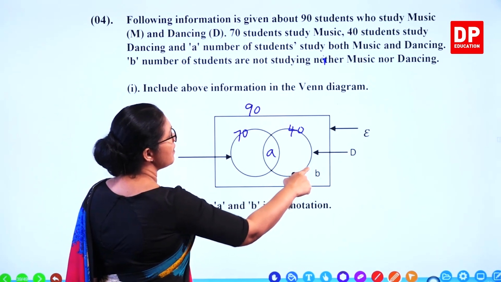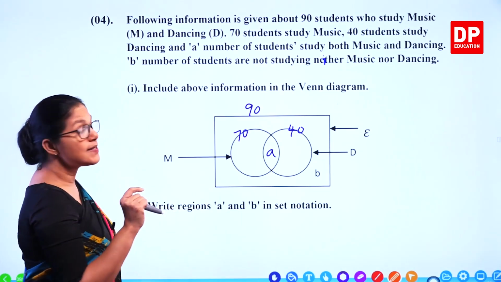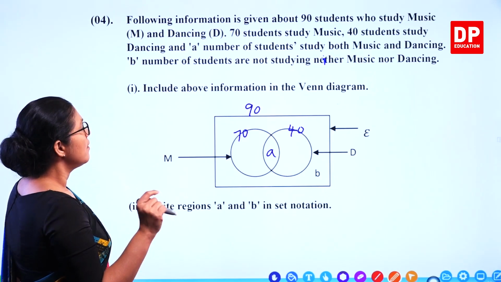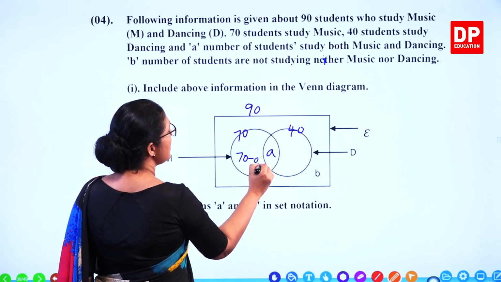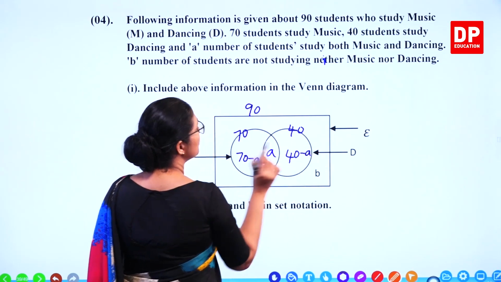So already B is given. Write regions A and B in set notation. So we can write in terms of A. This one you can write 70 minus A. This region we can write 40 minus A. That's all we can do.